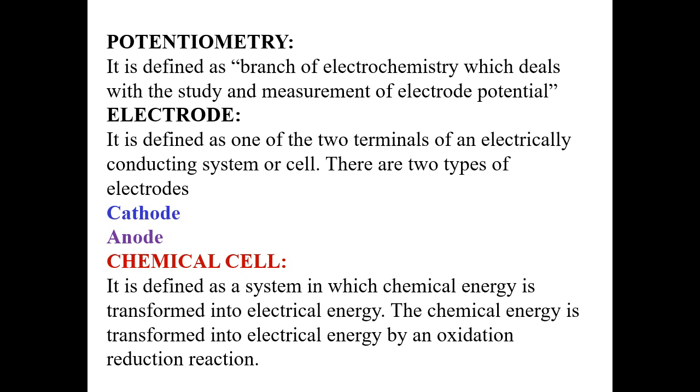So next definition, what is an electrode? It is defined as one of the two terminals of an electrically conducting system or cell. There are two types of electrodes: cathode and anode.